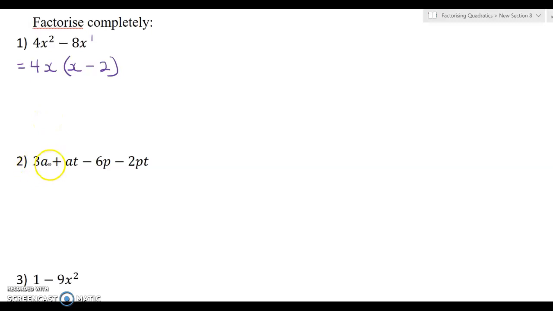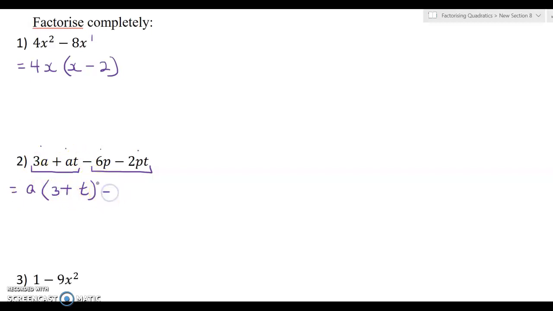And here now, number 2, we have 1, 2, 3, 4 terms. Remember, when you have 4 terms, you have to do factorization by grouping. So let's pair off the first 2 terms and let's pair off the last 2 terms. So 3a plus 8t, let's factorize that first. They have a in common, so let's pull it out. So a by 3 will give me back the 3a, plus a by t will give me back the 8t.